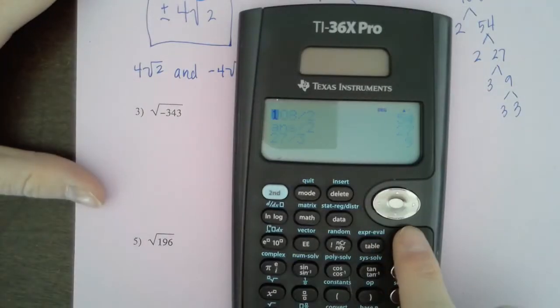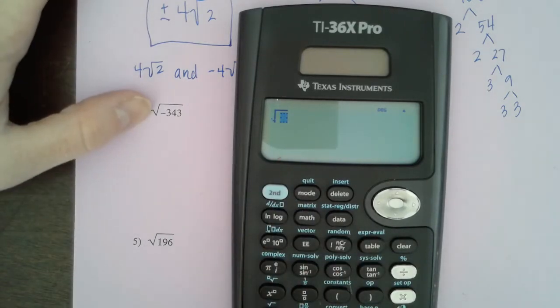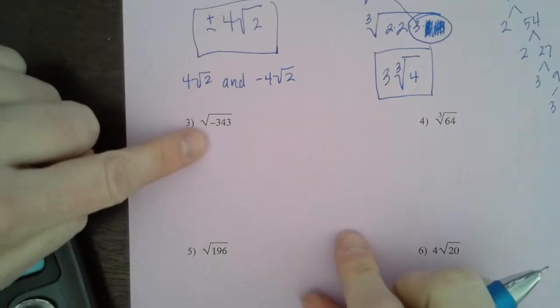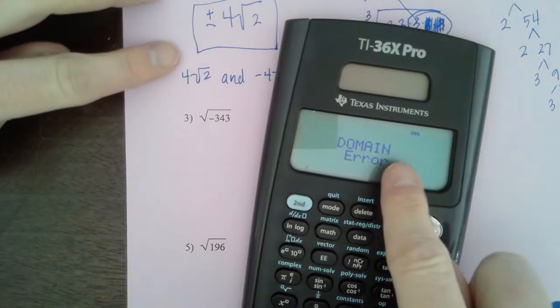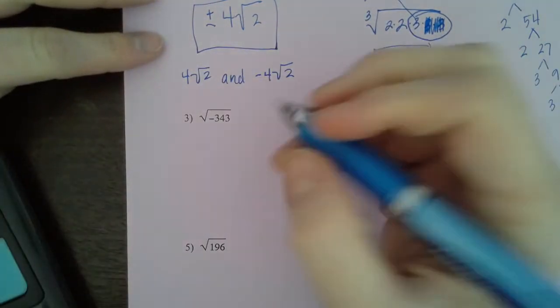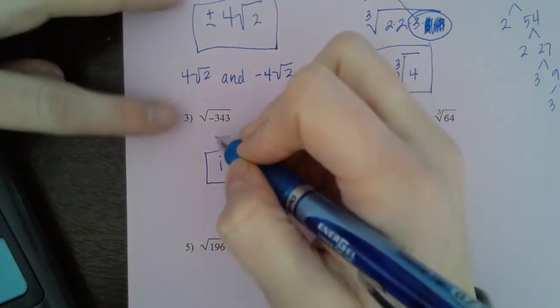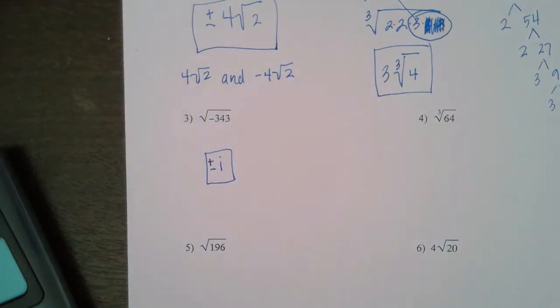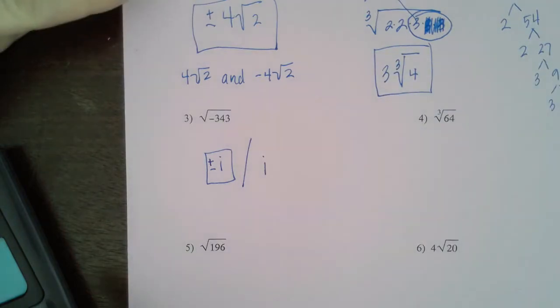Okay, number 3. So we'll start with our calculator. Second, x squared, because this is a square root, negative 343. And, oh no, it's a domain error. That's right, because you can't take a square root of a negative, don't forget. But if you do, then this should remind you, okay? So that means that this answer is imaginary. And because it's a square root, we can write plus minus if you want to. It won't be wrong either way if you write plus minus or just an i.